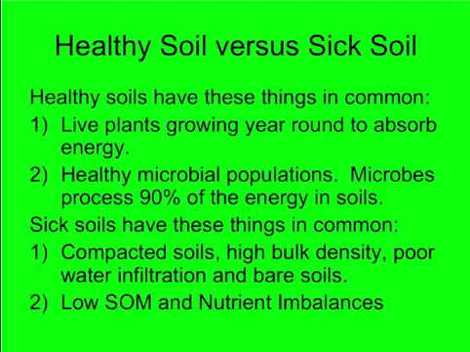Sick soils have these things in common. They tend to be compacted. They have high bulk density, poor water infiltration, and they tend to be bare. They're very low in soil organic matter, and we tend to get nutrient imbalances. One of the things that's happened through tillage is that we've lost about 40 to 60% of our soil organic matter over the last 100 to 150 years. And the reason that's important is every 1% organic matter holds about 1,000 pounds of nitrogen and about 100 pounds of phosphorus.